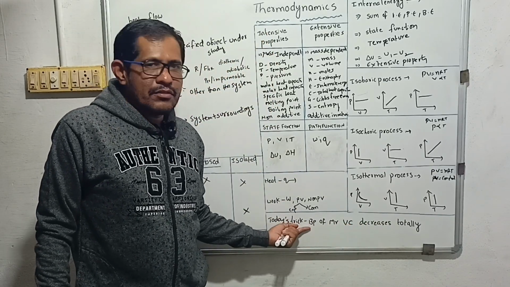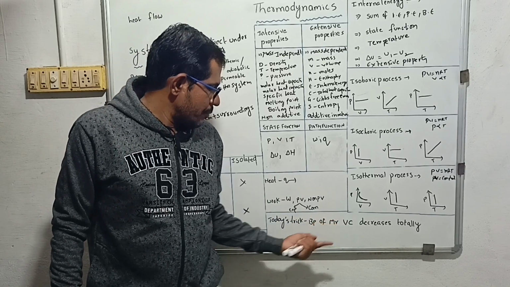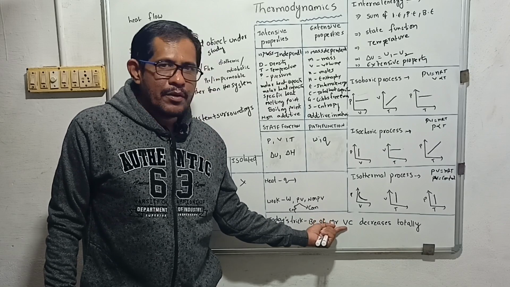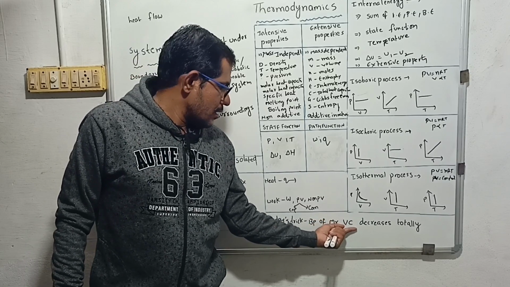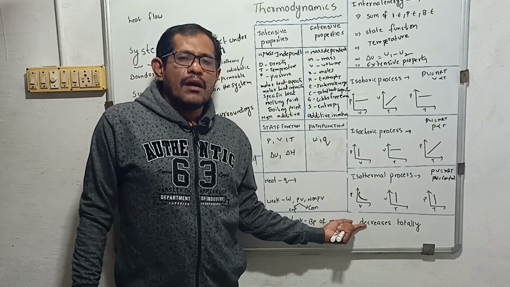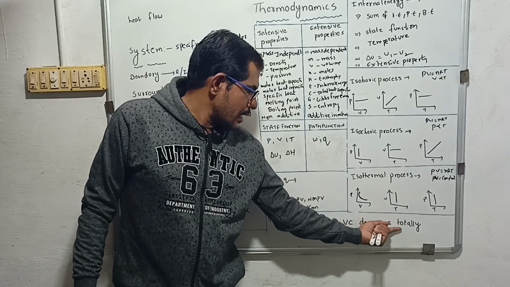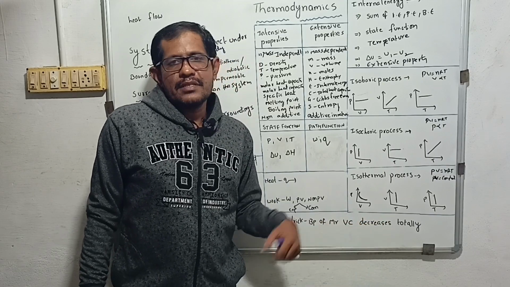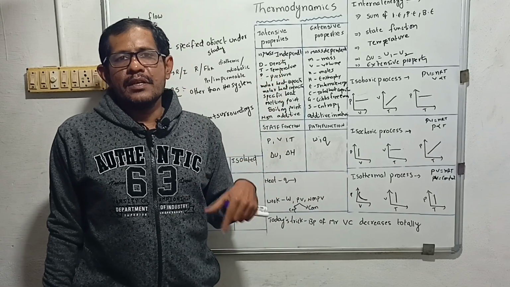I repeat: B stands for boiling point, P pressure, right? M melting point, V viscosity or vapor pressure, C concentration, D density or dielectric constant, E for electrode potential, T is temperature and surface tension, right? So by this code we can remember some of the intensive properties.